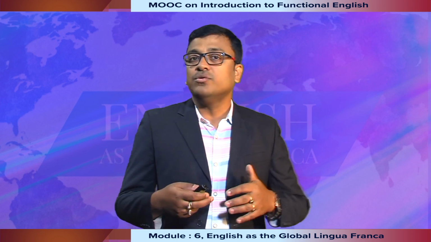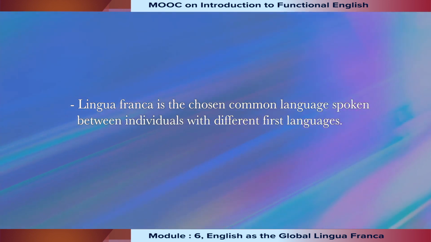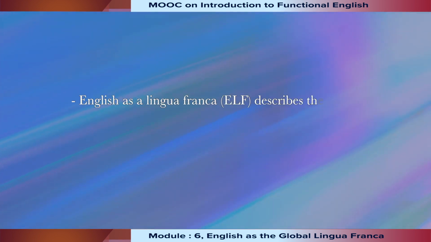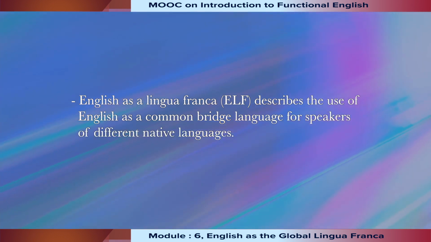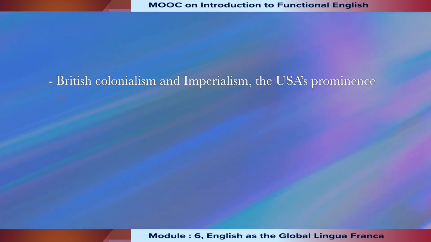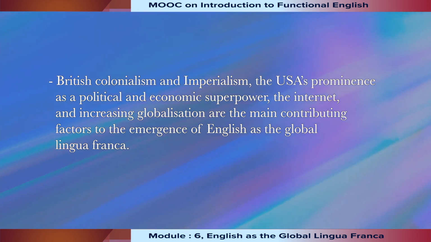Dear learners, so we come to the end of this module. In this module, we have learned that a lingua franca is a chosen common language spoken between individuals with different first languages. Hence, English as a lingua franca describes the use of English as a common bridge language for speakers of different native languages. British colonialism and imperialism, the US's prominence as a political and economic superpower, the rise of the internet, and the increasing globalization are the main contributing factors to the emergence of English as a global lingua franca in the 21st century.